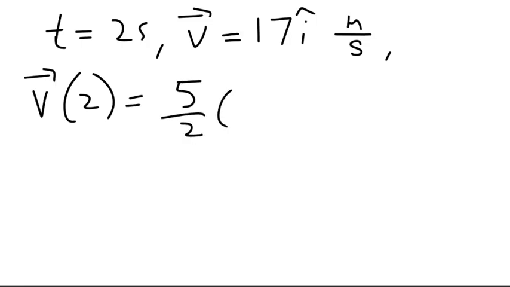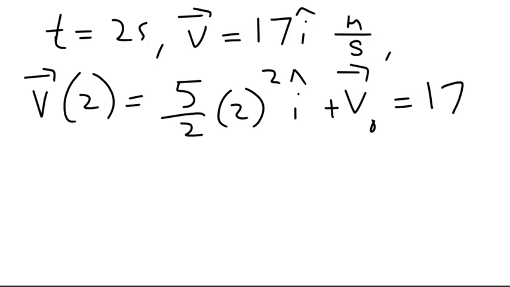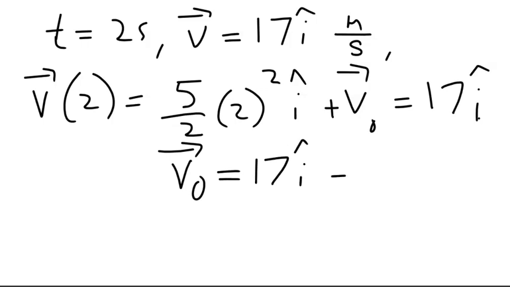times 2 squared i hat plus v0. Now we know the value of the velocity at t equals 2. It is 17 i hat. And now solving for the integration constant, we obtain 17 i hat minus 10 i hat, which is 7 i hat meters per second. So that is the integration constant.